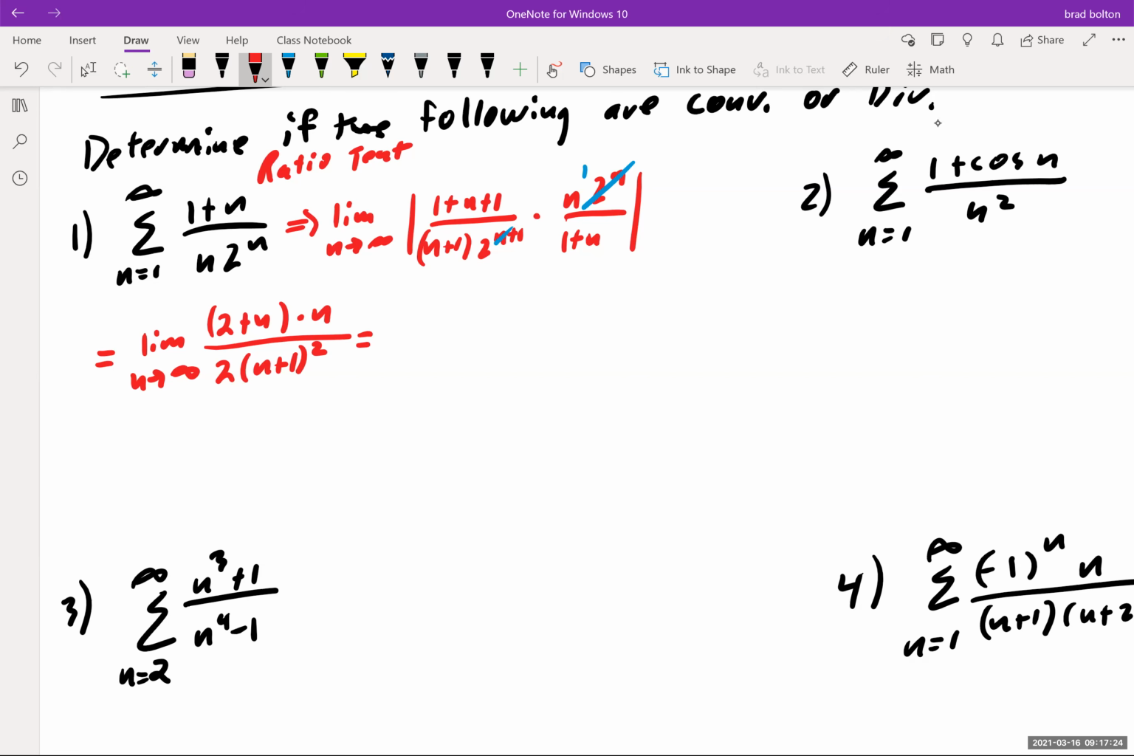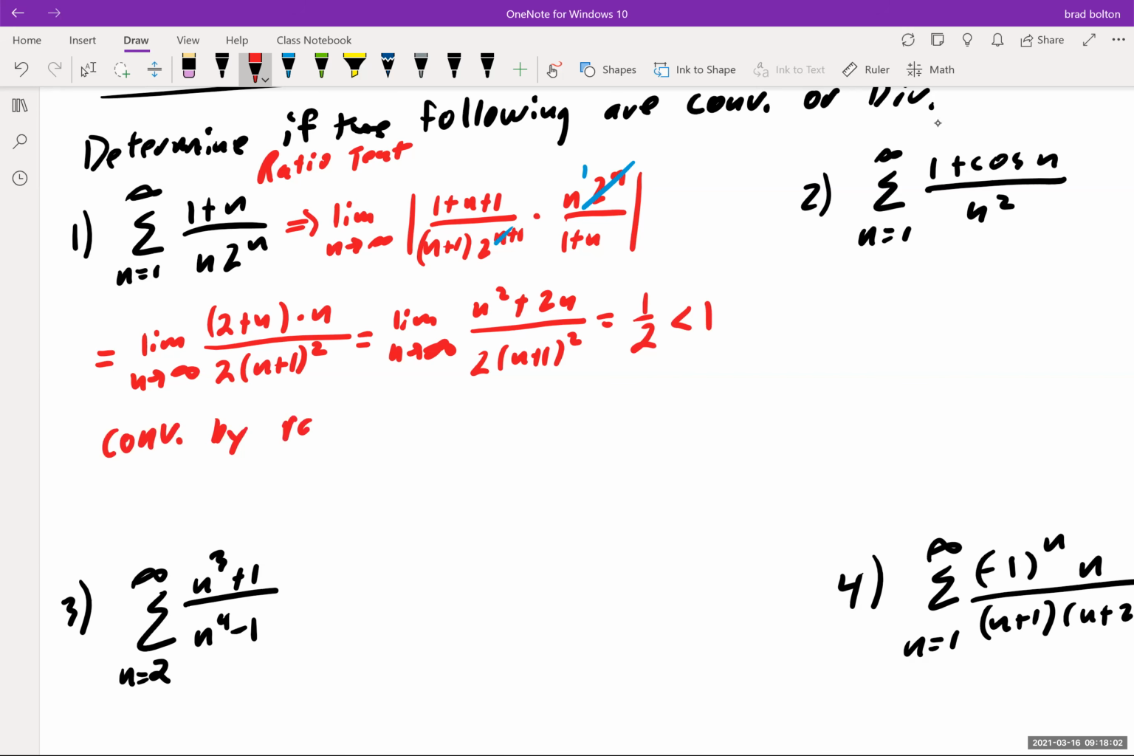Because I know this is going to be the limit as n approaches infinity of n squared plus 2n all over, and I think we can just leave it like this, 2 times n plus 1 squared. I think from here you guys know what's going to happen. So the numerator has an n squared, the denominator is also going to have an n squared, and then it'll be multiplied by 2. So the limit is going to end up becoming 1/2, which is less than 1, which means convergent by ratio test.